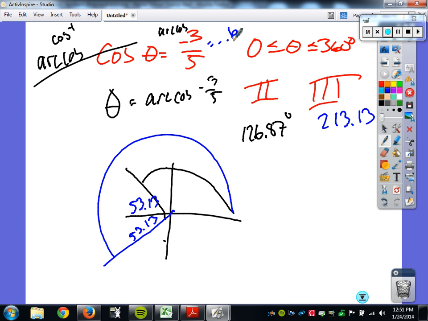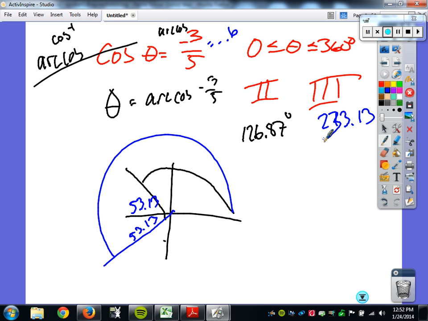Oh, did I not add enough? Oh, it's 233, huh? Sorry, 233. Try that. Do we get the point negative 0.6 again? You guys see how you can also check in a way too?